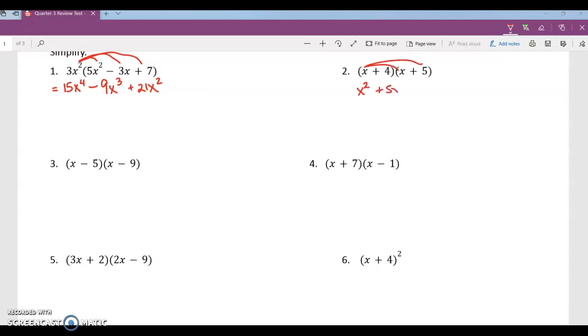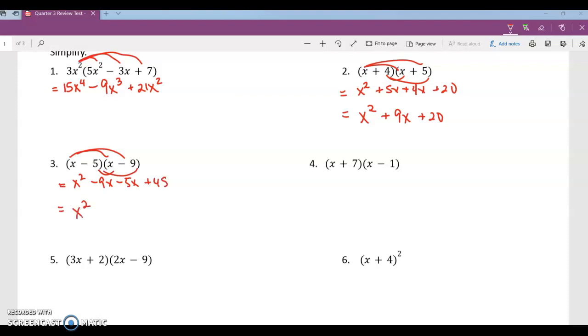Outer, inner, last. Combine like terms, we get x squared plus 9x plus 20. Number 3, more FOIL, first, outer, inner, last. Combine like terms, we get x squared minus 14x plus 45.